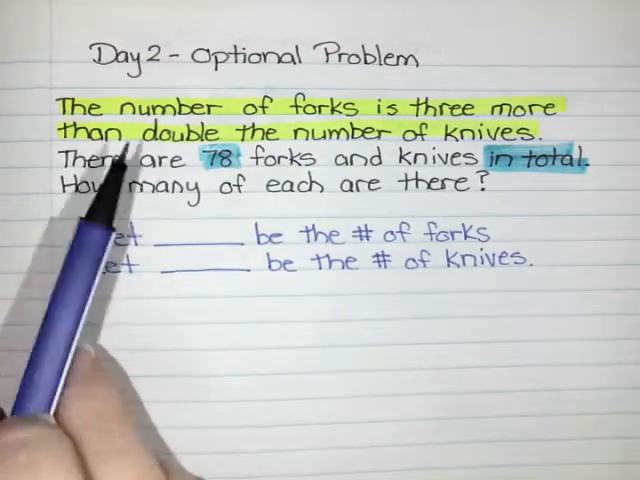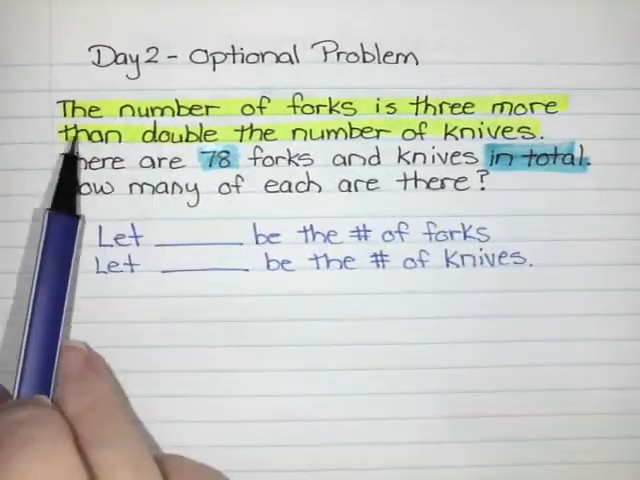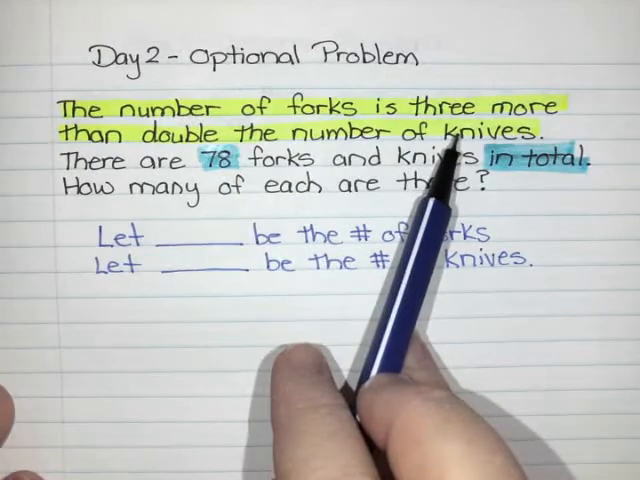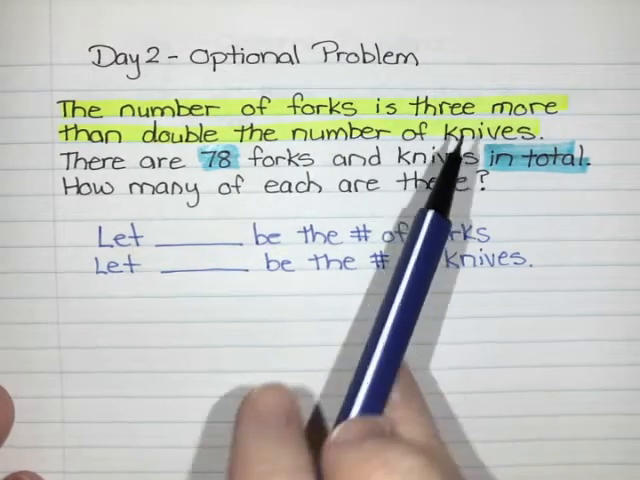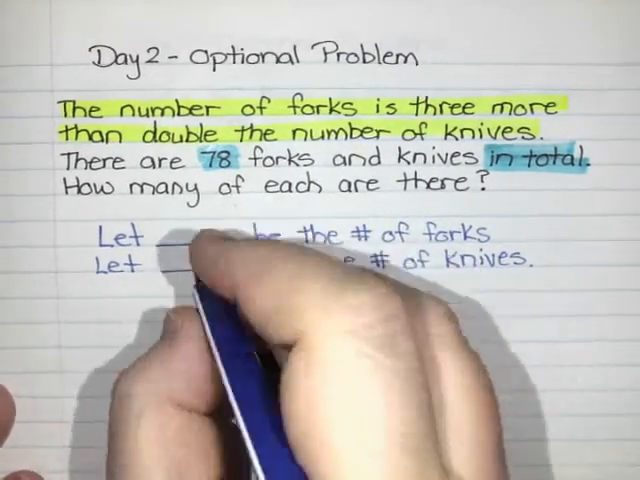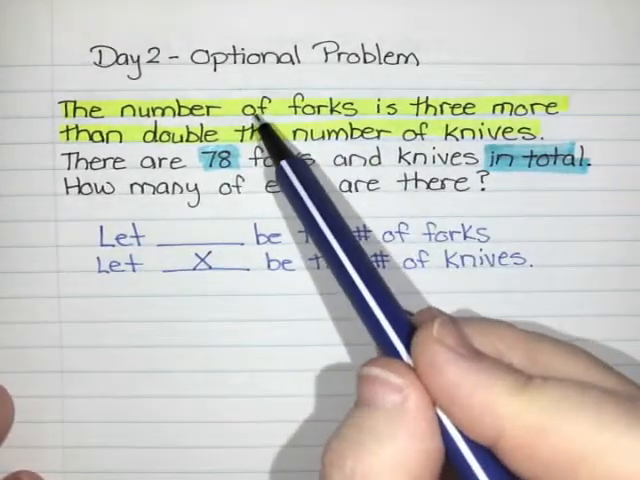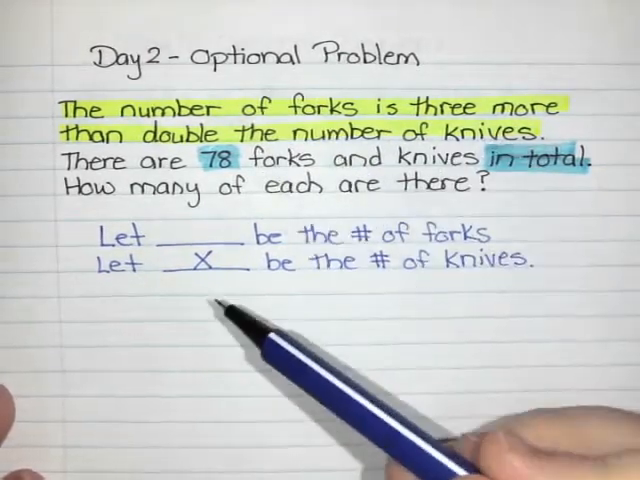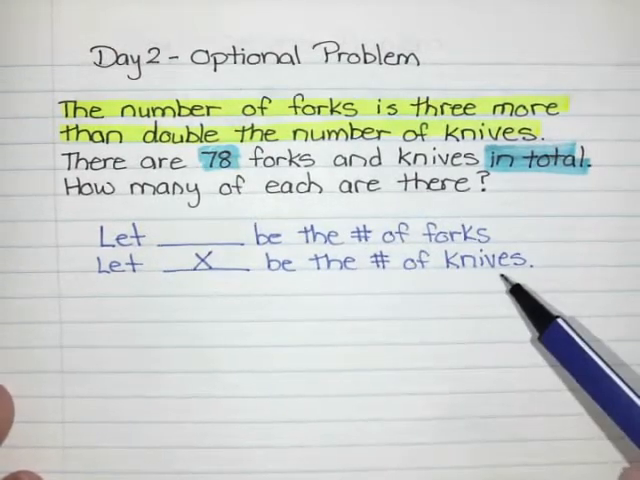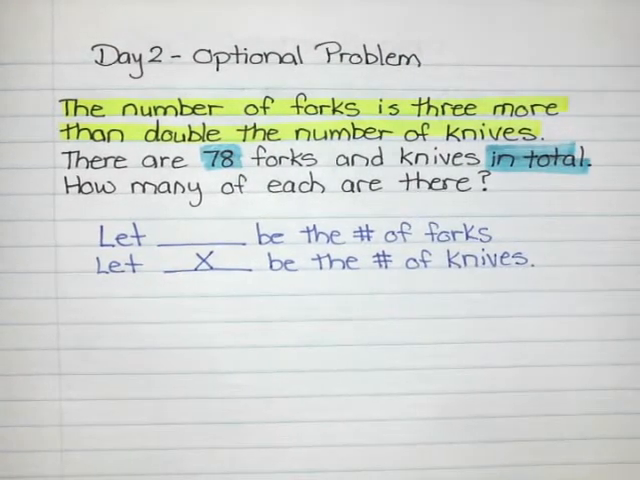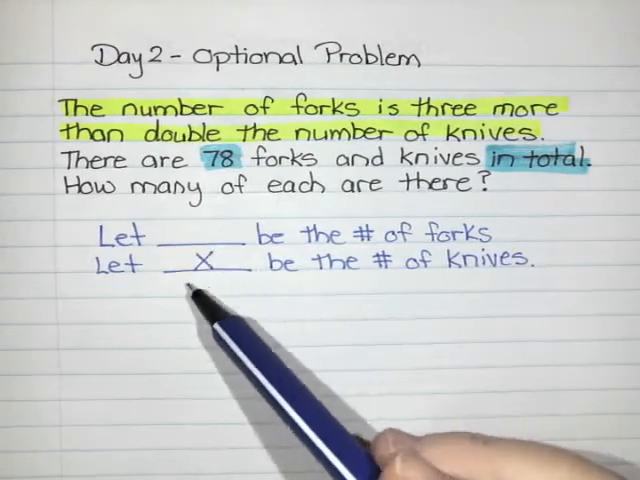So I'm going to take my comparison sentence. The last thing mentioned in my comparison is the knives. So I'm going to let X be the number of knives. That's because we're comparing the number of forks to the number of knives, so it's easier if I let X be the number of knives. You could let X be the number of forks, but it would be trickier to figure out what the knives are.